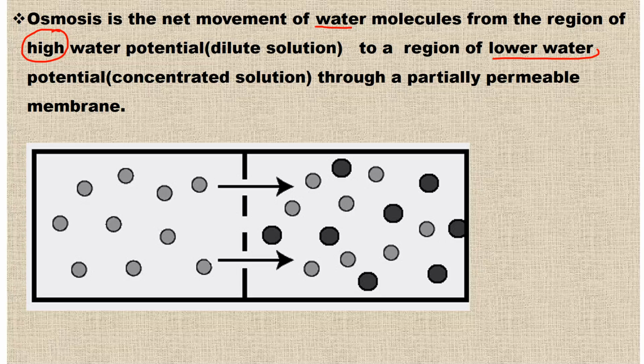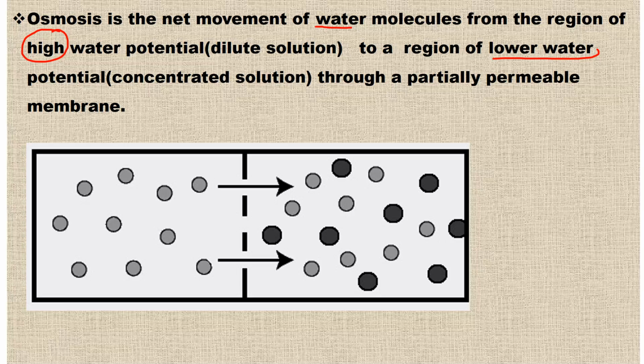Now, let's just pause a bit here and discuss this water potential. What is water potential? Water potential is the measure of the energy status of water in the system. So it's simply the measure of the energy status of water in the system, and it is usually expressed in the unit of pressure.